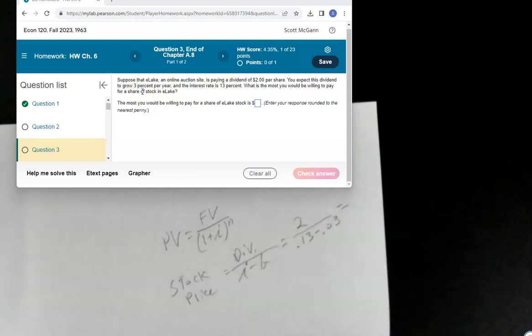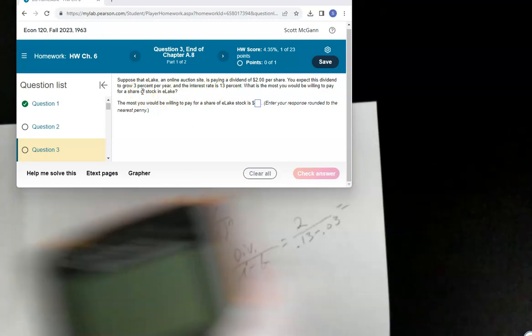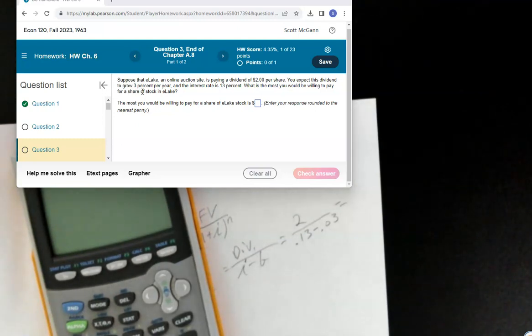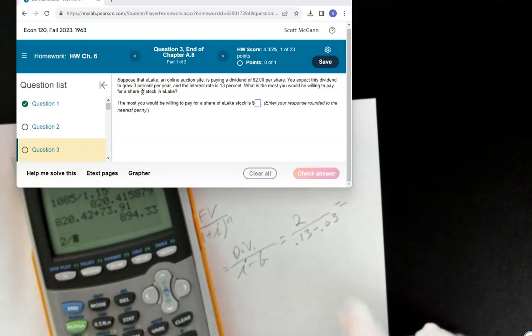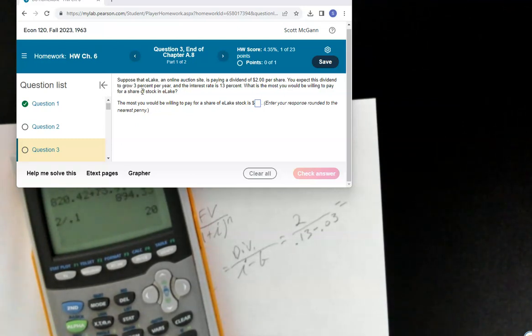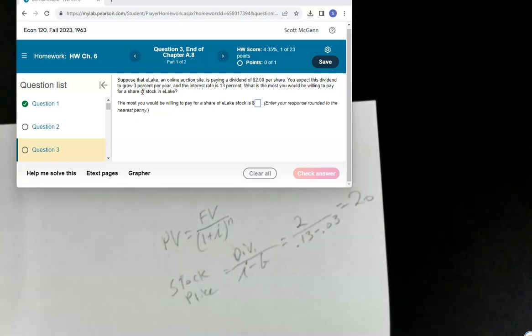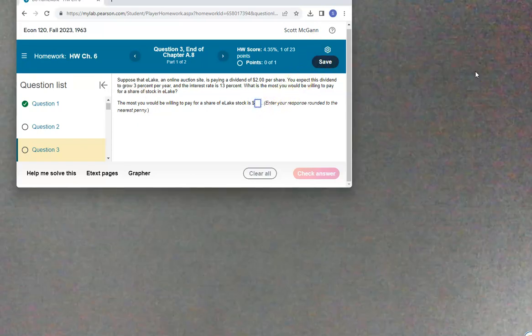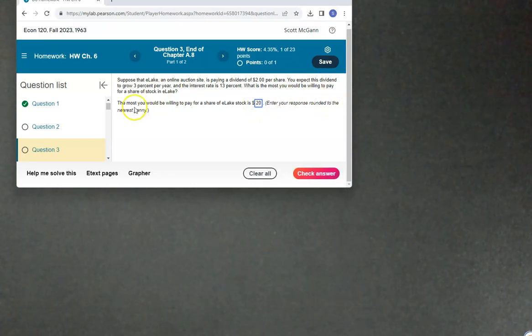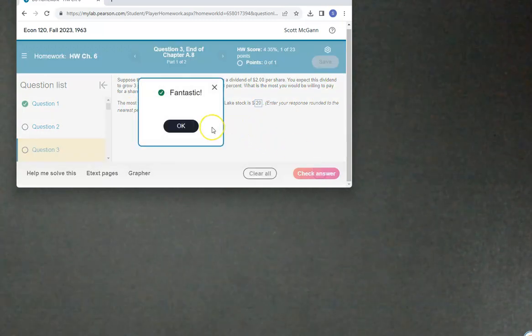And if you do that, let's get our calculator here. We're going to have 2 divided by, and we can just do this math in our head. So 13% minus 3% is 10, and that gives us $20. So in this case, the value of the stock is 20. So let's go ahead and go here. Let's see how we did. 20, and it says round to the nearest penny, which it's a straight $20. So let's check answers, and we got it right.